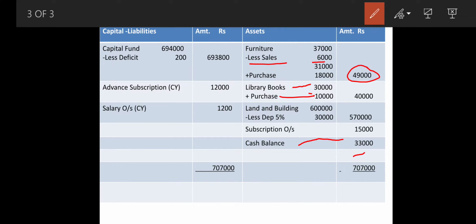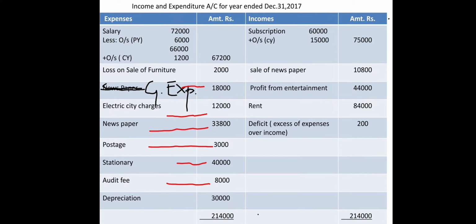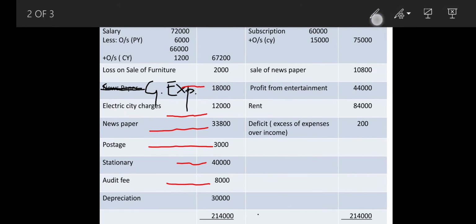And the other effect will be in the income and expenditure, come to your item loss on sale of furniture. Loss on sale of furniture. Besides that, you have to write down 6,000 minus 4,000 for your working, and outer gives you 2,000. 6,000 is cost and 4,000 is sale value. So 2,000 is your loss.